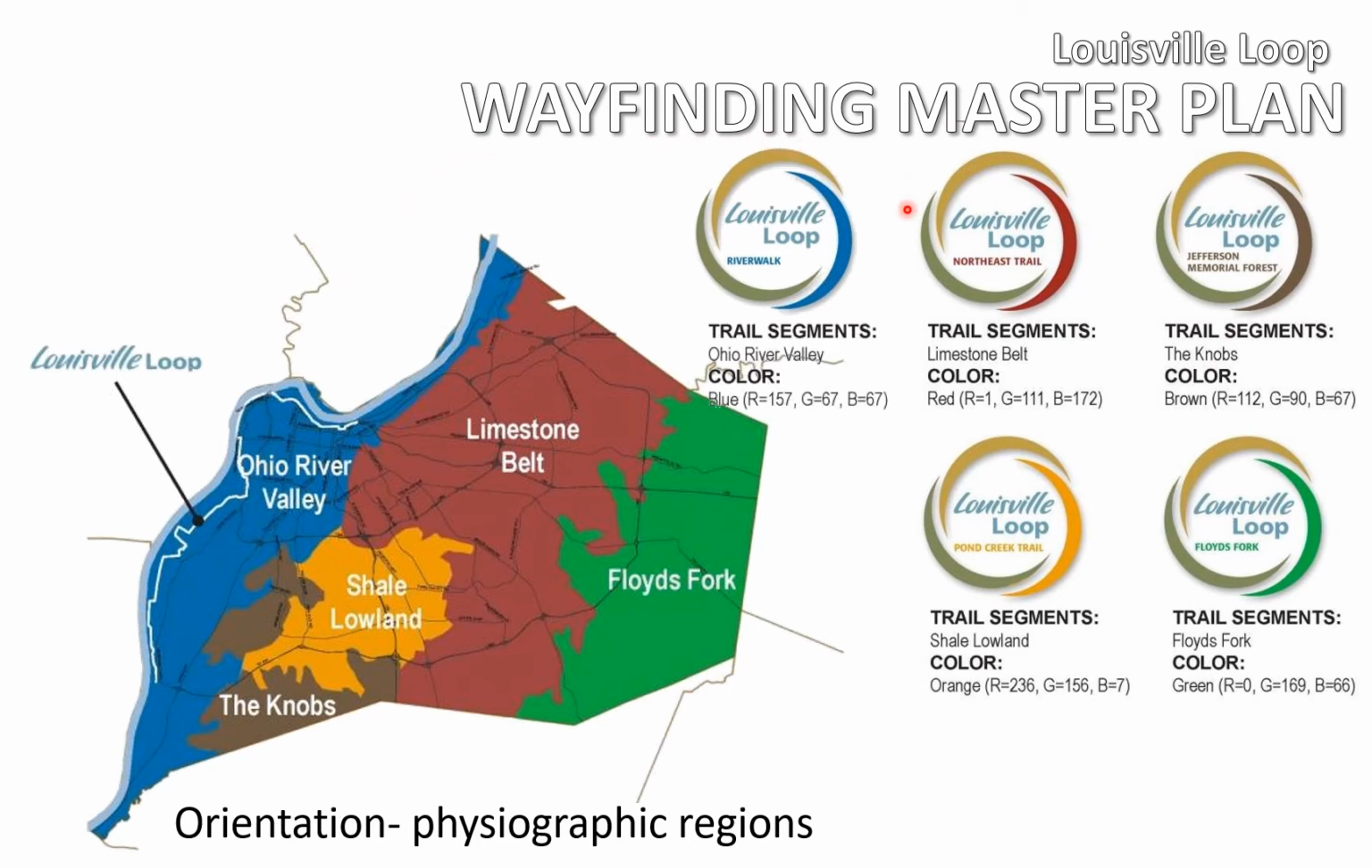Our Louisville Loop logo actually has a different color that represents each of the regions. So, for example, if we are using the loop along the Ohio River Valley region, the logo will have the blue signs in that. If we are in the limestone, the logo will change with the red color in that. And we have just a few examples to show you how it looks.